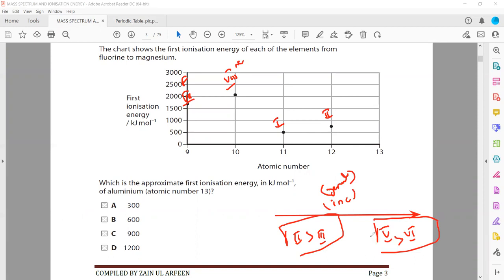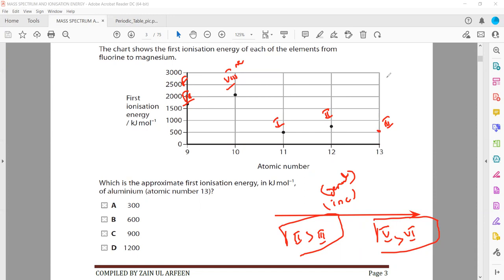So what should be the ionization energy? So group 2 is there, like this is sodium, which is group 1, then we have magnesium and then aluminum. So where the ionization of aluminum will lie, it will not be above 2, it will be below 2. So it will be between sodium and magnesium. So this will be the first ionization energy of aluminum.